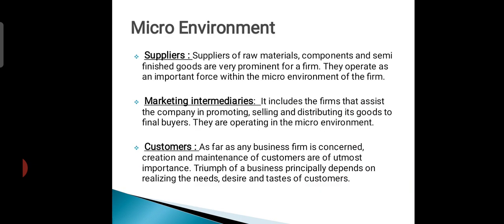Suppliers are the organizations or individuals who supply the inputs, like raw materials or components, to the enterprises. Those who provide raw materials and other components to our business are called suppliers. They operate as an important force within the micro environment of the firm. The availability of suppliers is very important for the smooth functioning of every type of organization.